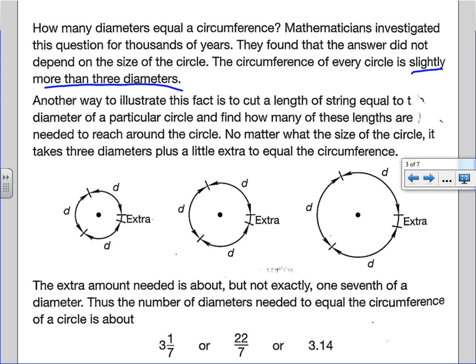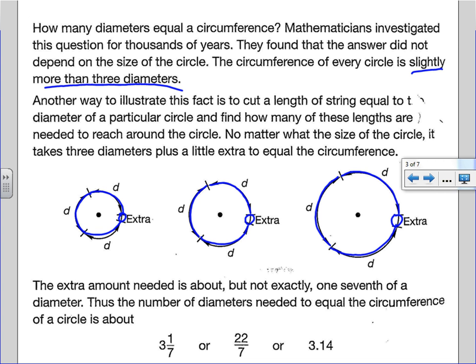Okay, so they say, here's this little small circle. This is the diameter wrapped around it one time. Then they wrapped around it again. Then they wrapped around it a third time, and they still had this little piece left. They made the circle a little bigger. They took the diameter and wrapped it around it again, a third time, and once again they have this little piece left. Made the circle a little bigger. They wrapped it around once, twice, 3 times, and we still have this piece that's left over. The extra amount needed is about, but not exactly, 1/7 of a diameter.